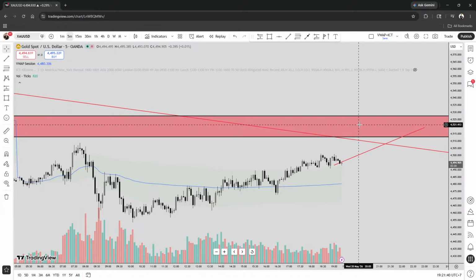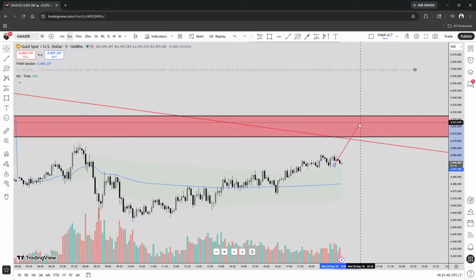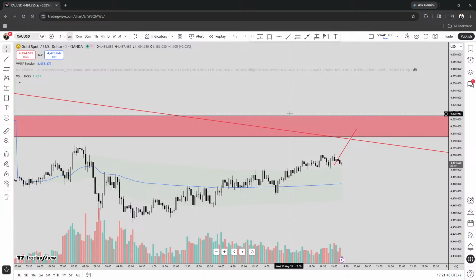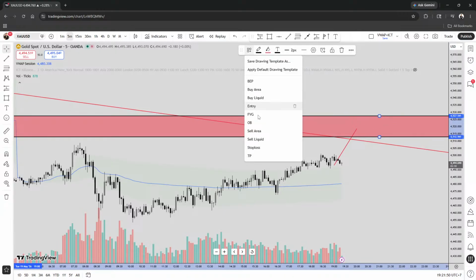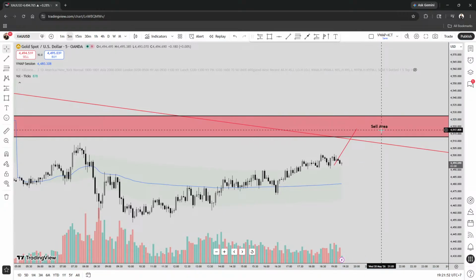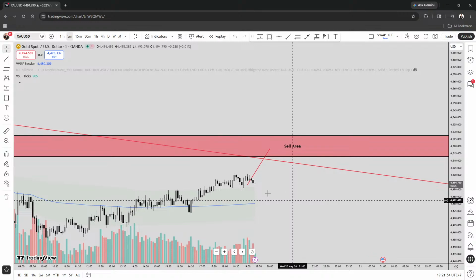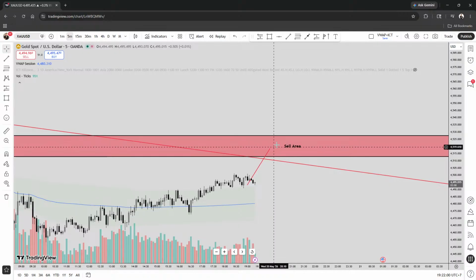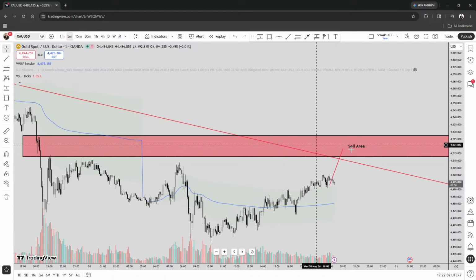So we expect the market to go to this area first. This is the sell area. So we expect the price is going to this area, and then after that we can see the candle pattern here.